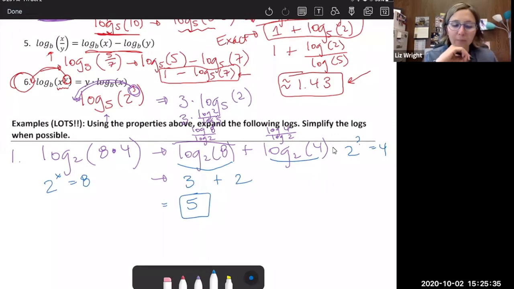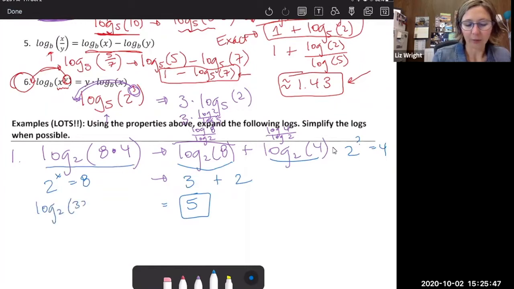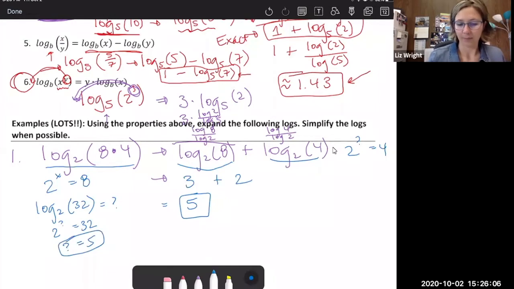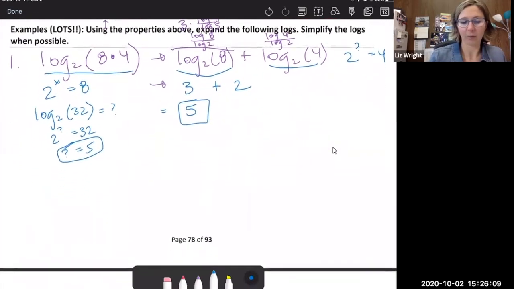That's our answer. And this is going to give you a different way to do it. If I had just said, let's just do log base 2 of 32, we could have done it that way. I didn't want you to do it that way to start with. So it's 2 to the what power gives you 32? And you would find out that the question mark equals 5. All right, let's try another one.